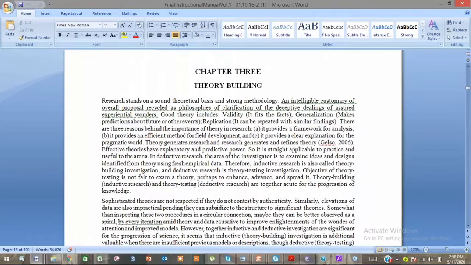When you are building your body, you must prove validation, generalization, prediction. When you are building your concepts. So let's look at this now. It provides a framework for analysis. Number two, it provides an efficient method for field development. Number three, it provides a clear explanation for the pragmatic world. When you are writing your topic, building the body, theory building.